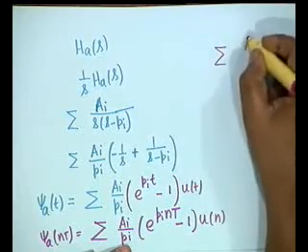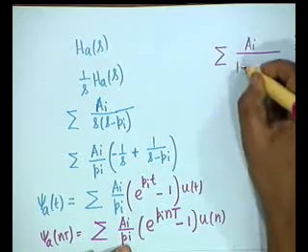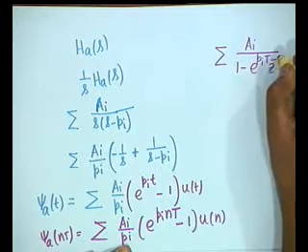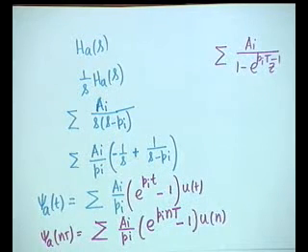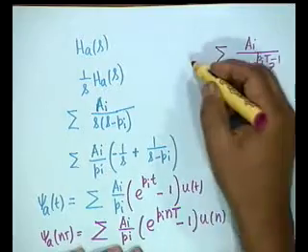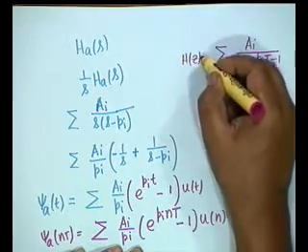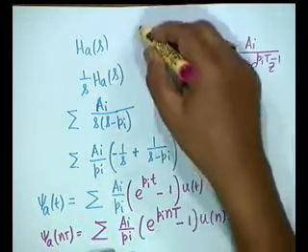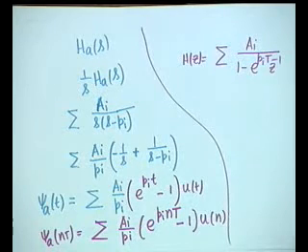Summation A sub I divided by 1 minus e to the pi T z inverse. Agreed? This was our digital filter. This was H of z. Now if you want to find out the unit step response of this digital filter, then what do you do? You multiply by the z transform of unit step. What is the z transform of unit step? 1 by 1 minus z inverse.